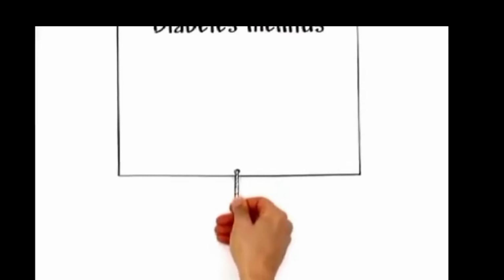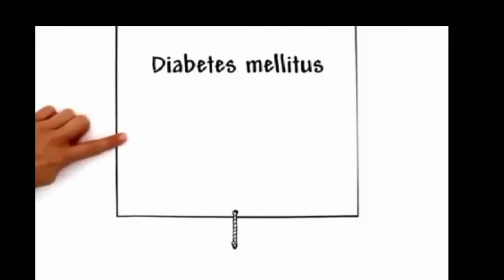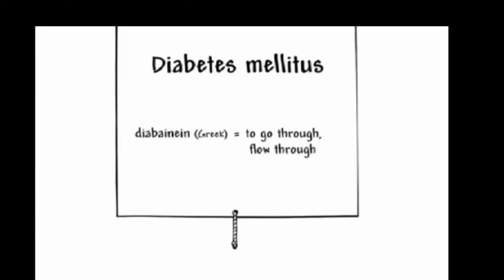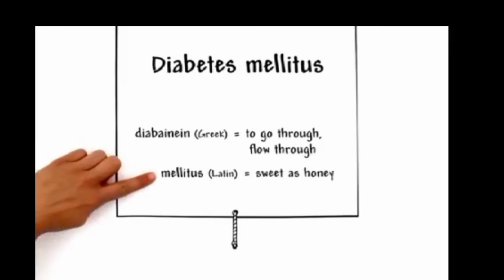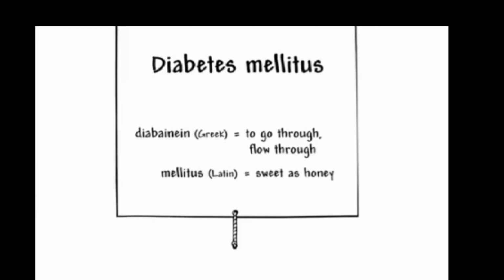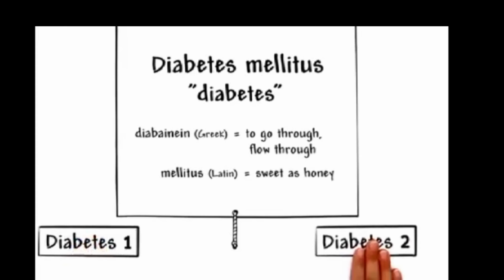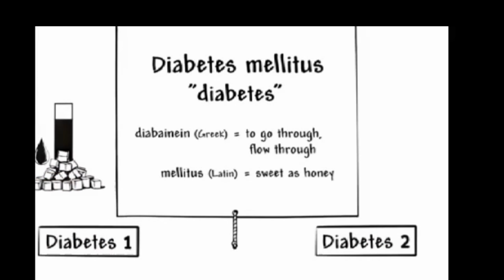The medical term diabetes mellitus comes from the Greek word diabenein, meaning to go through or flow through, and from the Latin word mellitus, meaning sweet as honey. In everyday language, this metabolic condition is called diabetes. It usually occurs in the form of type 1 diabetes and type 2 diabetes and is shown as an excessive amount of sugar in the blood.